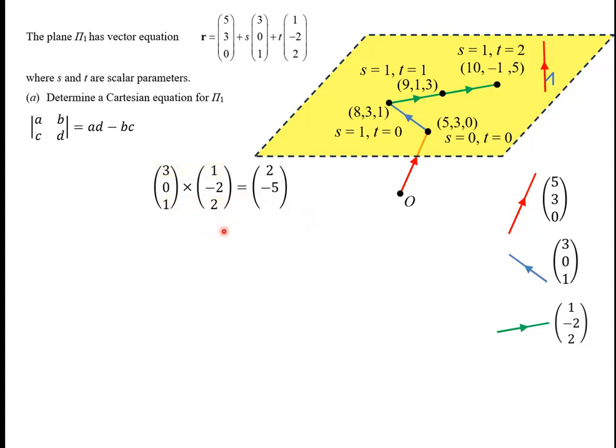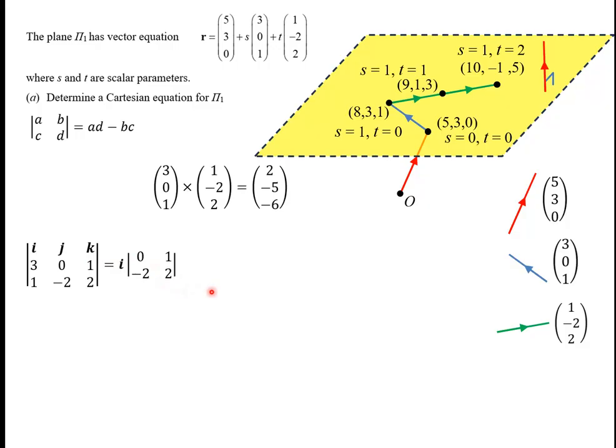And to get the bottom one, I'll do the determinant of these four at the top, so minus 6, minus 0, which is minus 6. Some people like to do this with the 3 by 3 determinant with i, j and k, with 3, 0, 1, 1, minus 2, 2.